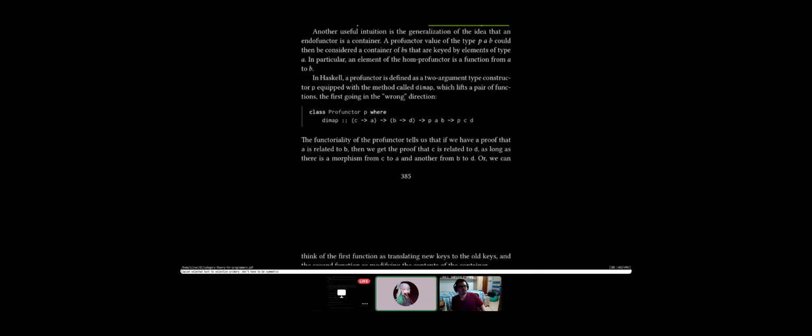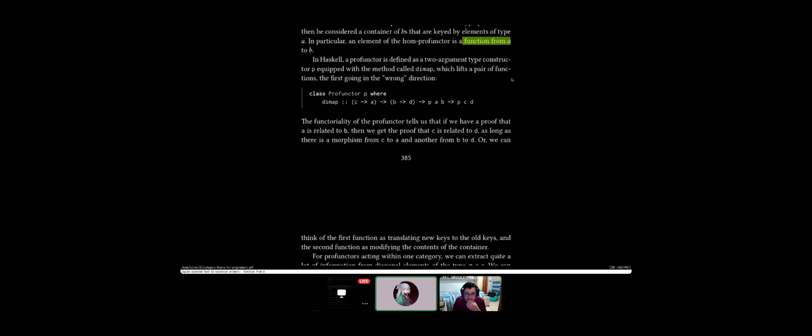Another useful intuition is the generalization of the idea that an endofunctor is a container. A profunctor of this type can be considered a container of B's that is keyed by A's. In particular, an element of the hom profunctor is a function from A to B. So there you go. Intuition from knowledge about functions is allowed here.